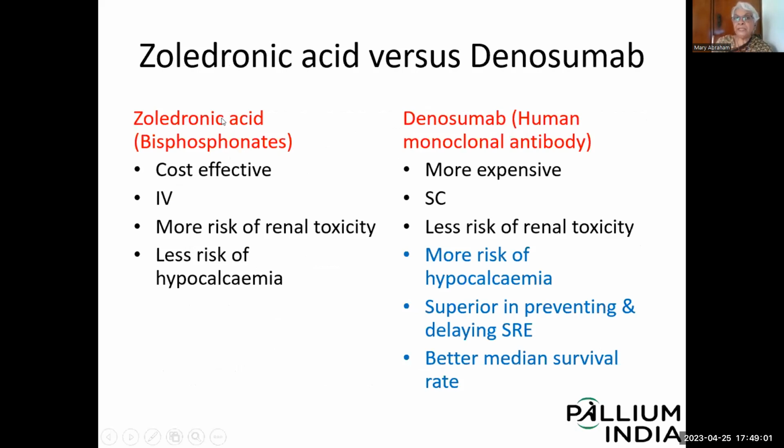Now, if you compare zoledronic acid and denosumab for bone, this is definitely more cost effective, while that is very, very expensive. This can be given IV, this is given subcutaneous. There's more risk of renal toxicity with zoledronic acid and less risk of toxicity with denosumab. But there is an increased risk of hypocalcemia, but it is superior to prevent the skeletal related events, and it has got a better median survival rate as compared to the zoledronic acid.